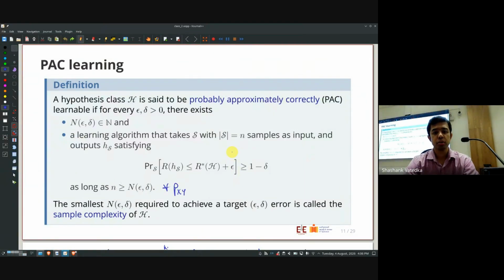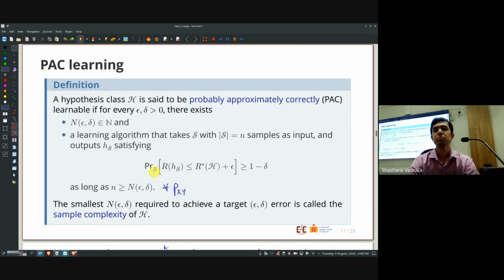Right. So in the last class, I introduced this definition of PAC learning, which is the following. A hypothesis class is said to be PAC learnable if for every epsilon and delta greater than 0, I can achieve this epsilon-delta error, which is that with probability at least 1 minus delta, there's a learning algorithm that achieves a generalization error that is epsilon close to the best possible generalization error that I can achieve within the class. All right. And I can achieve this using a finite number of samples.